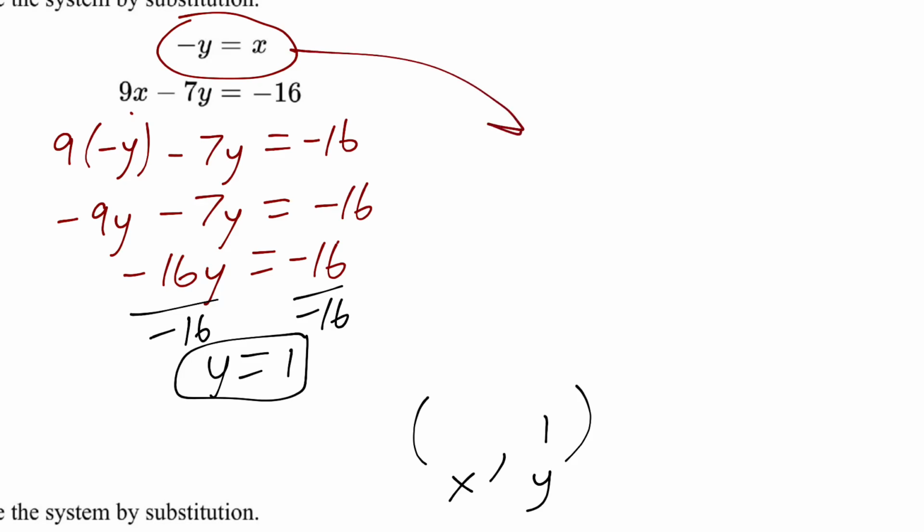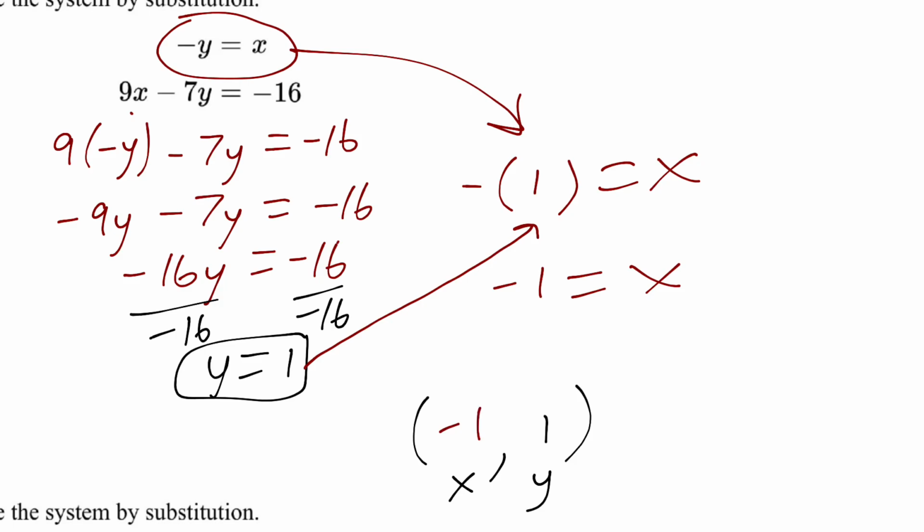This is the smaller equation, so I'm going to write something like negative parentheses is equal to x. That way, I can put in what y is equal to where y used to be. This tells me that negative 1 is equal to x, and that goes right here.